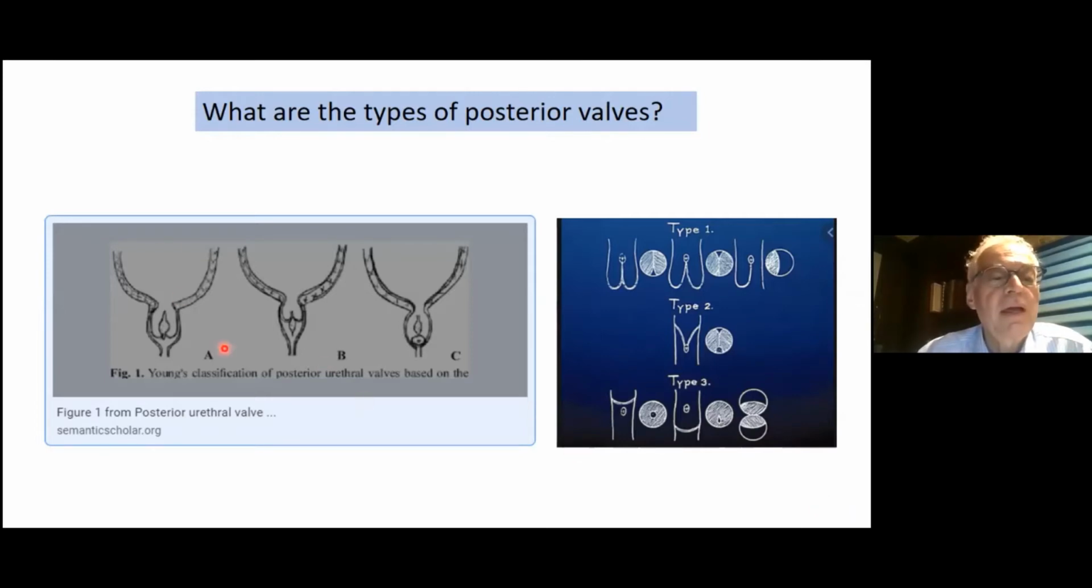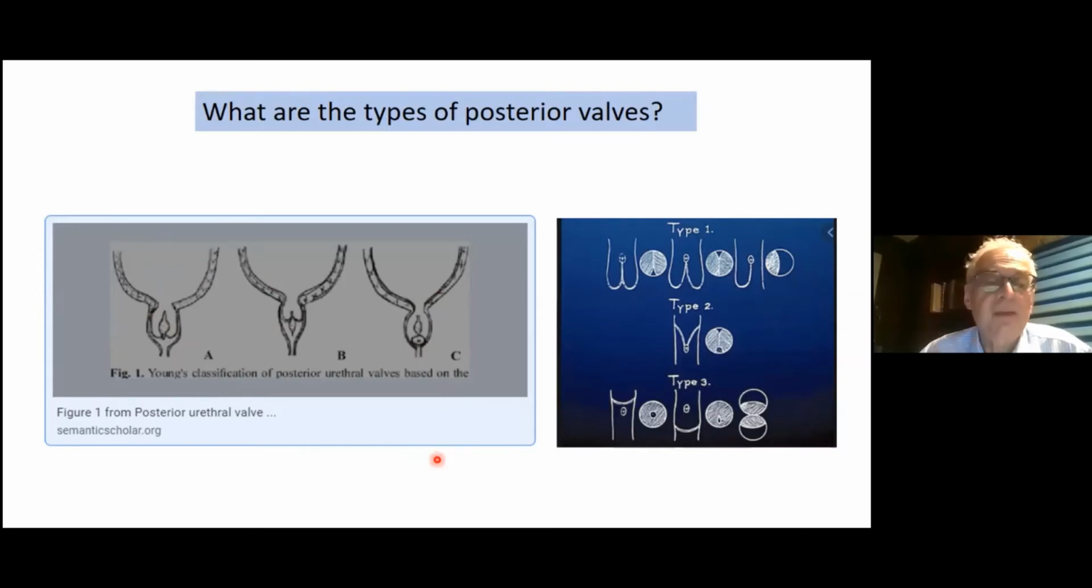Okay, so type 2, we're pretty certain don't really exist. Those are folds in the posterior or prostatic urethra that are found when the bladder is so distended like that. So that's not it. So it's really type 1 or type 3. And when I was a resident, there was no question that type 1 was the primary type of urethral valve, and that type 3, the membrane, was quite rare.